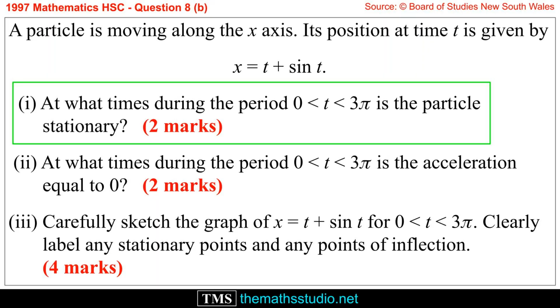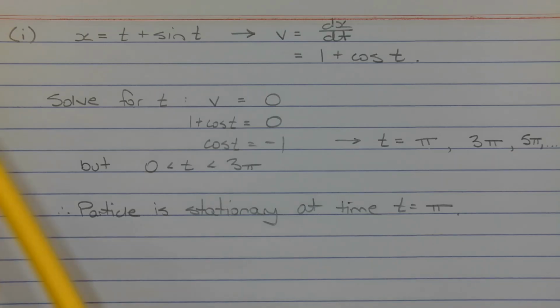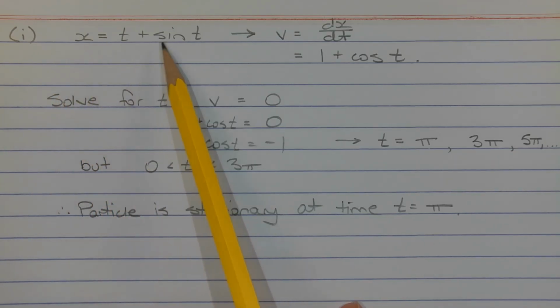Question 8, Part B. A particle is moving along the x-axis. Its position at time t is given by x equals t plus sine t. Part 1. At what times during the period t greater than 0 and less than 3 pi is the particle stationary? The displacement equation is x equals t plus sine t.